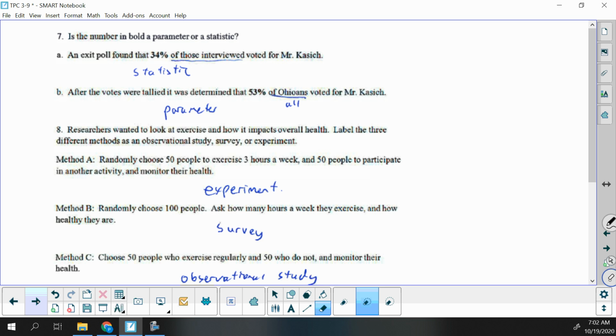So the bold one would be a statistic in 7A because it's just out of those people that are interviewed. In B, because it's based out of all people in Ohio, that number that voted, it is a parameter.